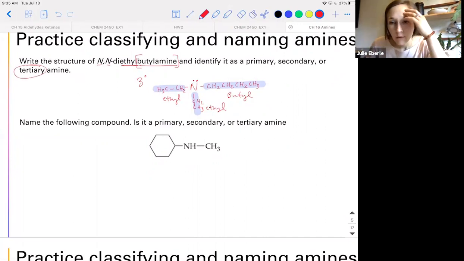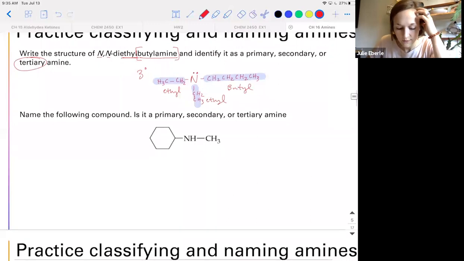All right, if you're done with that one, move on to the next one. If you're still working on this first one, that's okay. The next problem says name the following compound, and then is it primary, secondary, or tertiary amine?